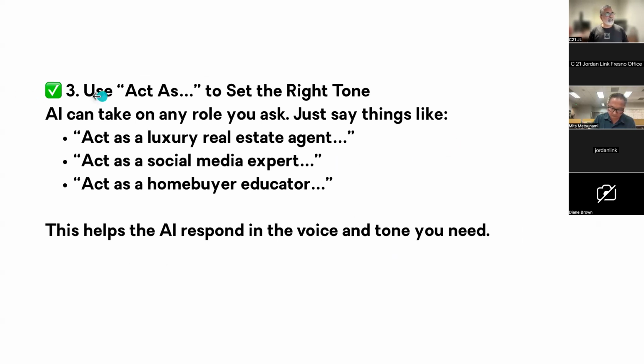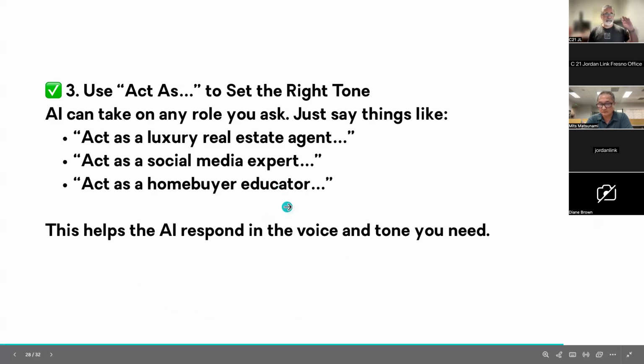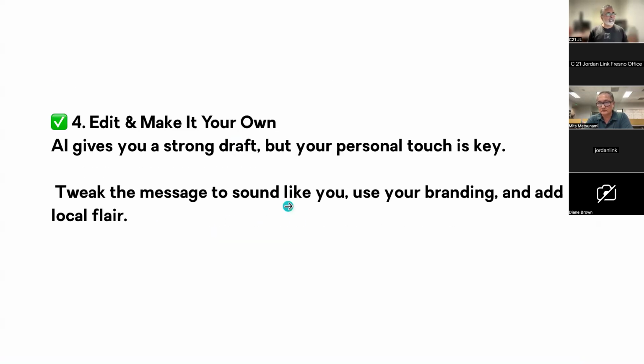Third one, act as, is super, super important to set the right tone. AI can take any role you ask just by saying so. You would always start with act as a luxury real estate agent, or act as a social media expert, or act as a home buyer educator. It is going to role play and put that hat on. So when it gives you content, it's based on that role. This helps AI understand what kind of response, voice and tone you need.